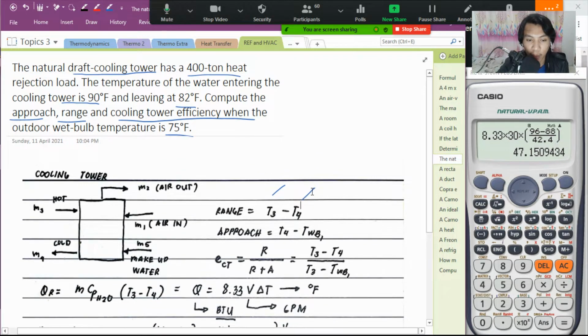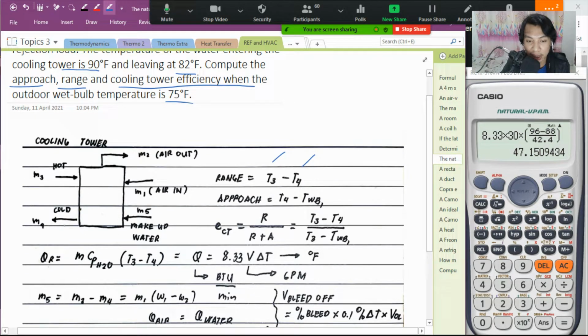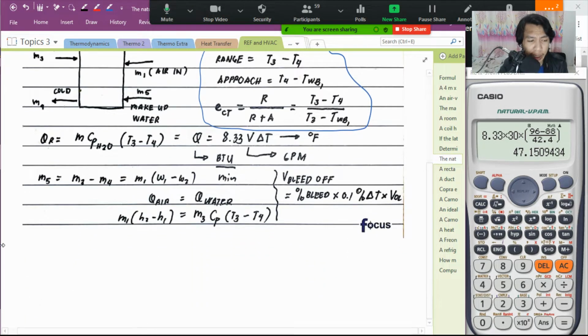Okay. Now, for the cooling tower efficiency, that is equal to the ratio of your range divided by range plus approach. Or simply, T3 minus T4 divided by T3 minus T wet bulb. Okay? Ito na yon. Itong tatlo na to. Yan ang hinahanap natin. Okay? So, hinahanap natin muna si range.